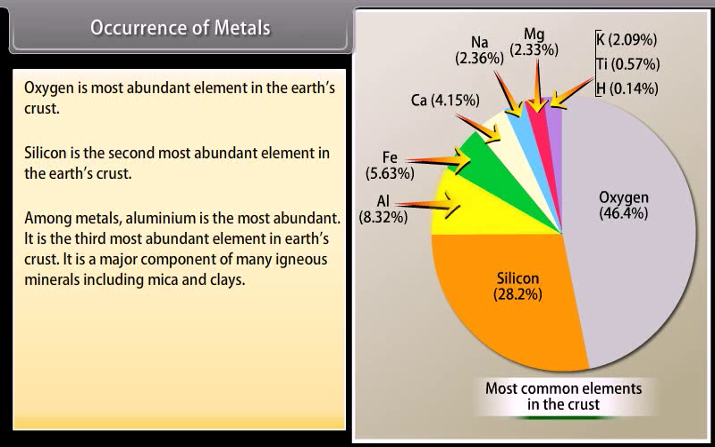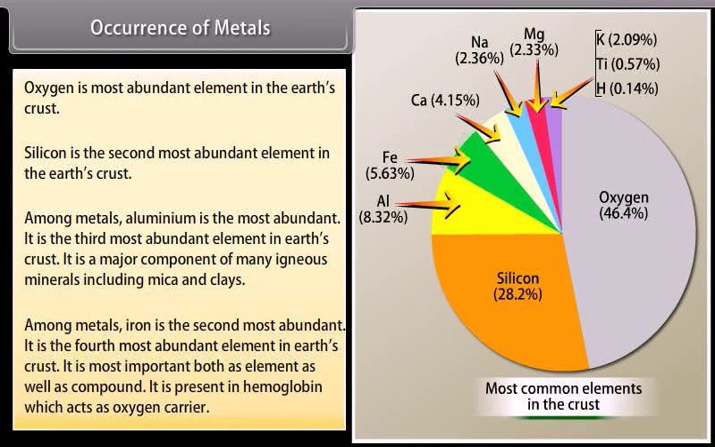Among metals, aluminium is the most abundant. It is the third most abundant element in Earth's crust. It is a major component of many igneous minerals, including mica and clay. Many gemstones are impure forms of Al2O3, and the impurities range from chromium to copper.